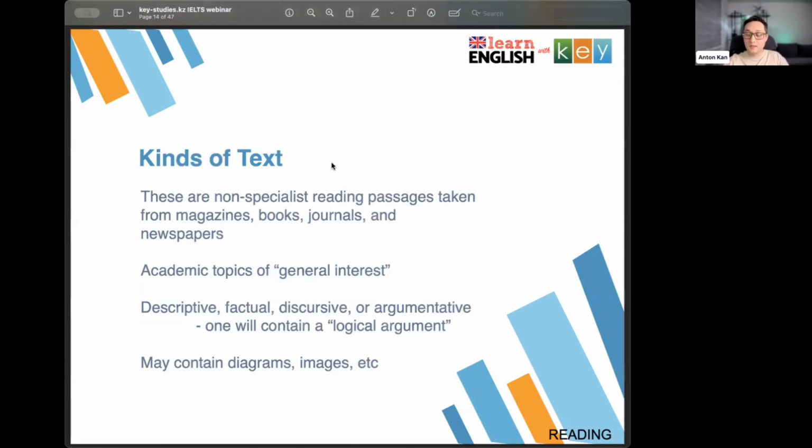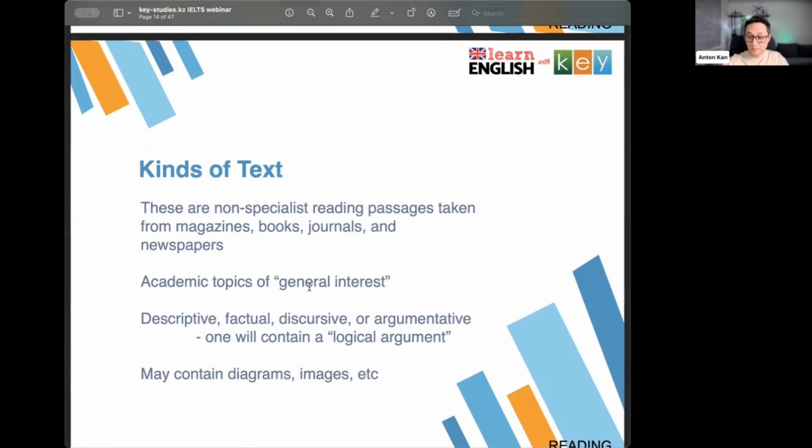IELTS texts are usually quite complicated. They can come from different academic fields and sources like newspapers, journals, books, and sometimes they may contain some visual information like graphs and other things. You can make use of them too.